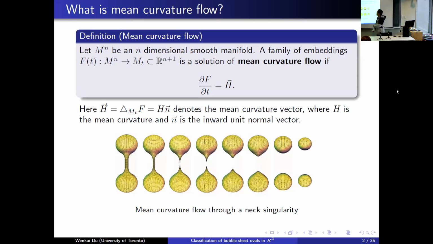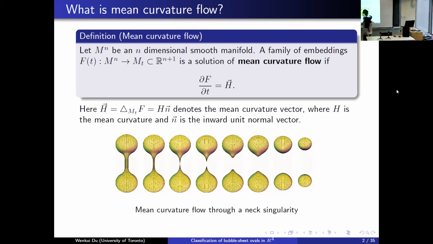Here first, I consider mean curvature flow in Euclidean space. So in this setting, the mean curvature flow is a family of embedded hypersurfaces into Euclidean space, and whose evolution equation is given by this equation, and its moving velocity vector is given by the mean curvature vector. More intuitively, let us have a look at this picture.